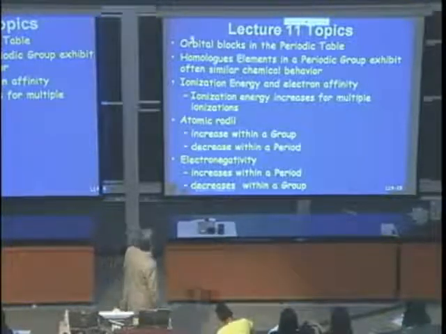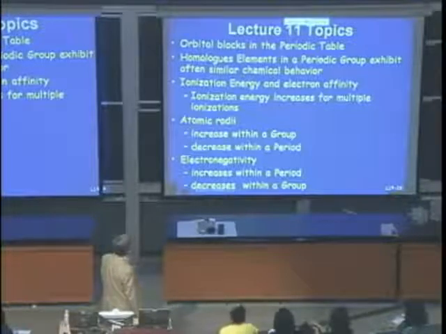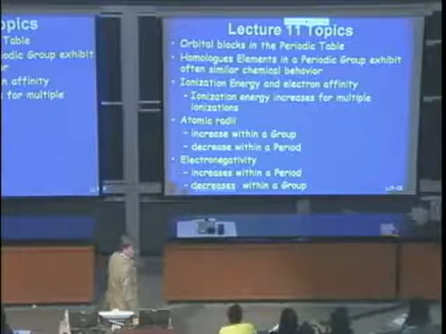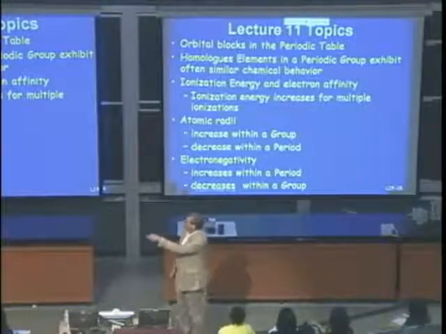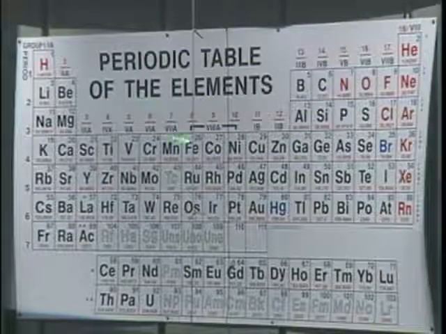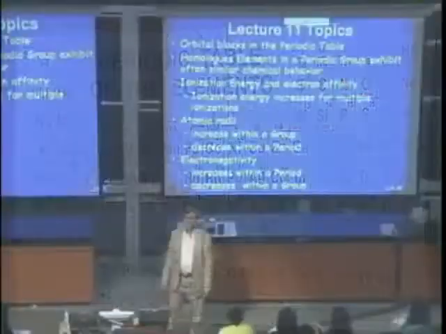Now, we then talked about orbital blocks in the periodic table. We talked about how homologous elements in the periodic group often exhibit similar chemical behavior. Why is that? So that's the group here. That's the period from left to right. And from top to bottom is the group. Why would they exhibit similar behavior?